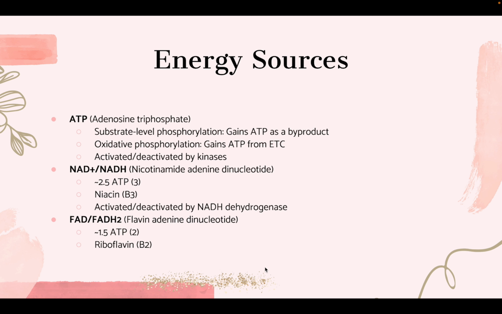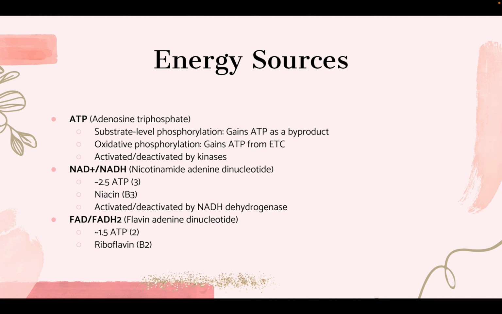Here are the energy sources that are being used in cellular respiration. ATP, or adenosine triphosphate, is the big one you hear talked about a lot in biology, and even the other energy sources shown here are going to get converted into ATP because it's a really easy form of energy to access and use by organisms.